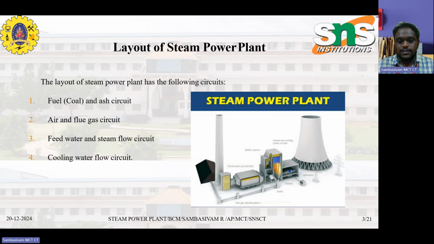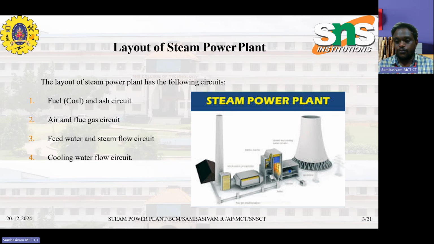Normally, the steam power plant has the following circuits: the fuel and ash circuit, the air and flue gas circuit, the feed water and steam flow circuit, and similarly the cooling water flow circuit. These are the major circuits in which the steam power plant operates. The fuel and coal ash circuit has a different function, where the ash is collected and transferred.